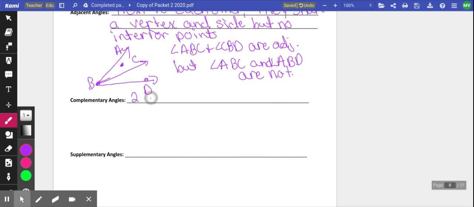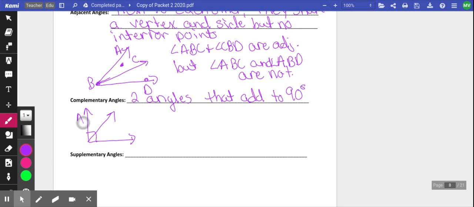Complementary angles are two angles that add to 90 degrees. And these can be next to each other and form a right angle, so they can be adjacent and be complementary. So ABC and CBD. Or I can say angle M and angle V if V is 60 degrees and M is 30 degrees. They don't have to be next to each other.